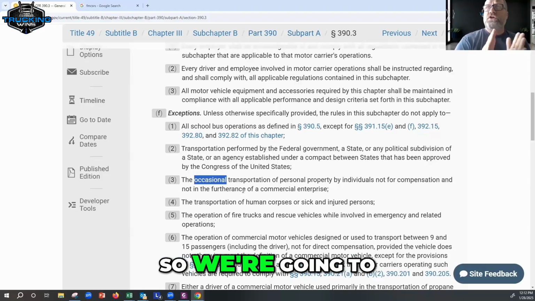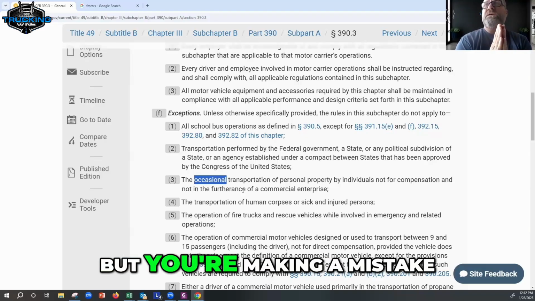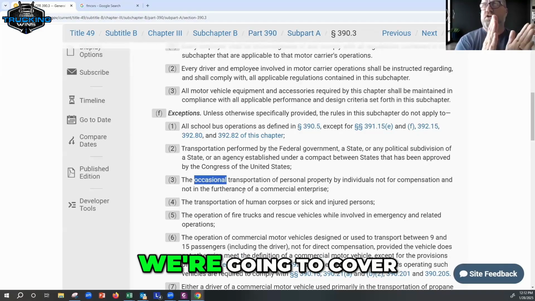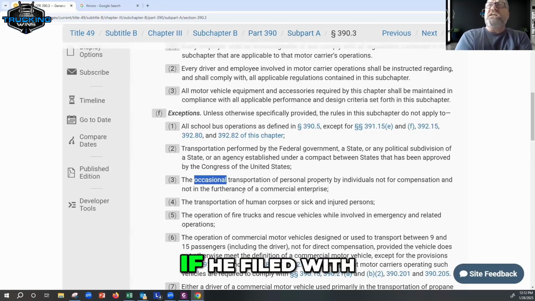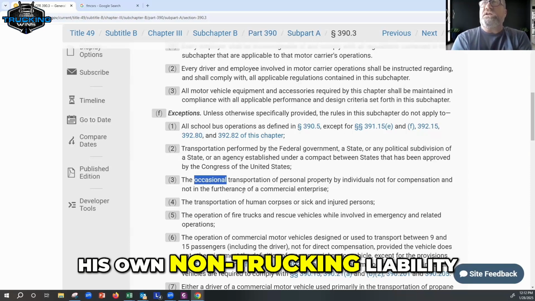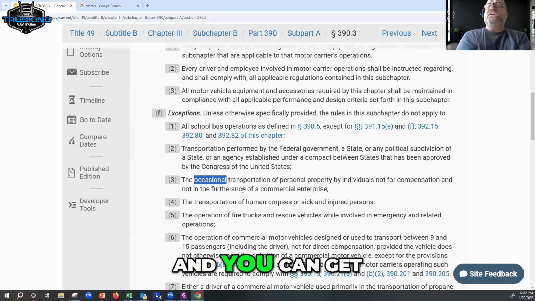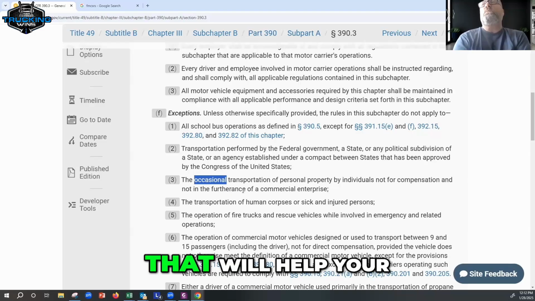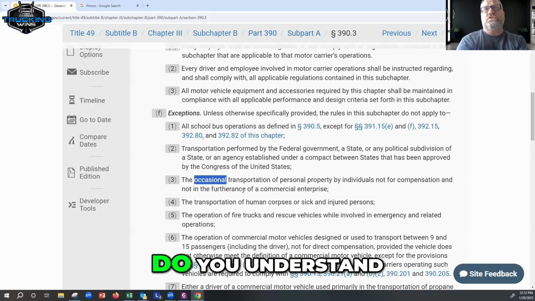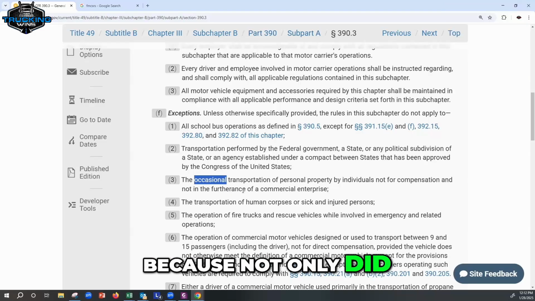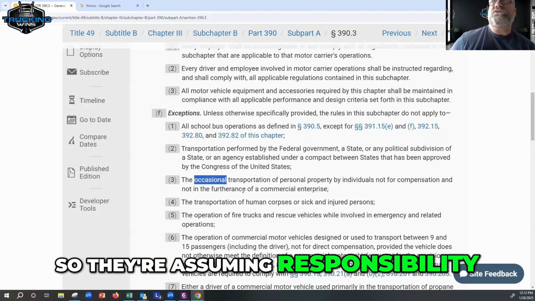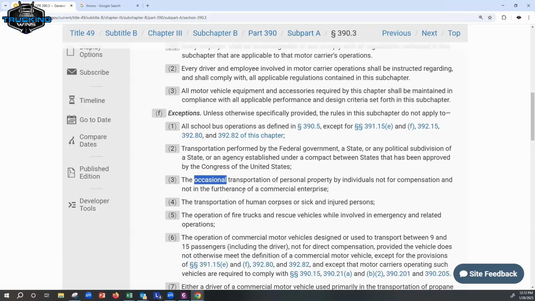All right. So we're going to get into this in a minute, but you're making a mistake, Mike, with them getting their own when you have 10 of them. We're going to cover that in a minute. However, if he filed with his own non-trucking liability and you can get information or proof that they paid, that will help your data queue as well. Do you understand? Because not only did our insurance deny it, they paid it. So they're assuming responsibility for it. Does that make sense? Mm-hmm.